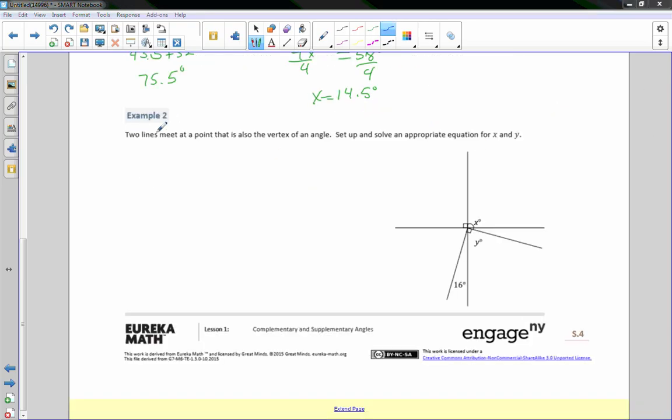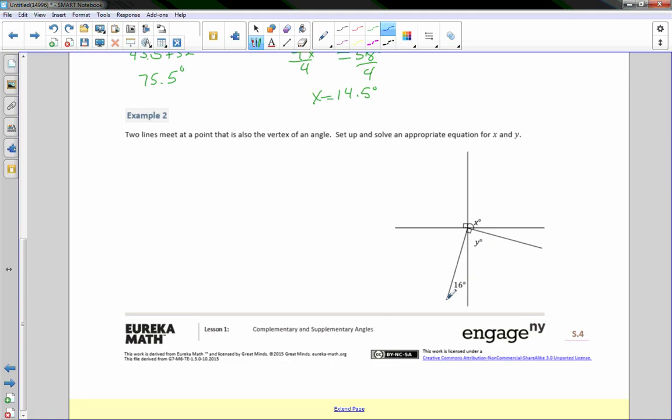Okay, example 2. Two lines meet at a point that is also the vertex of an angle. Set up and solve the appropriate equation for x and y. So we got a lot of stuff going on here. We have an angle at a point. So there's 1, 2, 3, 4, 5, 6 angles that would add up to 360 degrees.